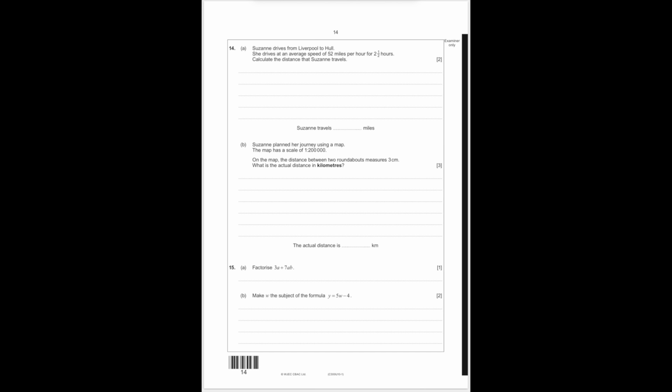Okay, 14A. Suzanne drives from Liverpool to Hull. She drives at an average speed of 52 miles an hour for 2.5 hours. Calculate the distance that Suzanne drives. Okay, so speed is distance divided by time. We want the distance. So distance is speed times time.